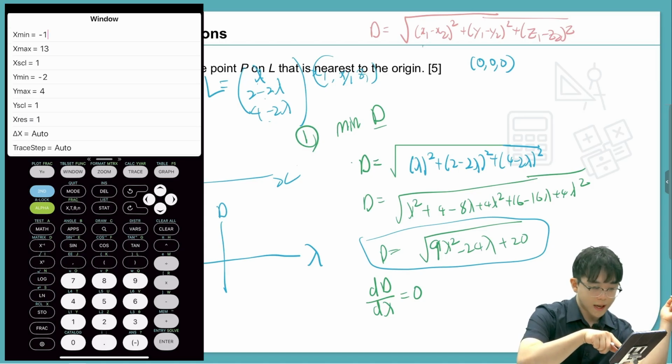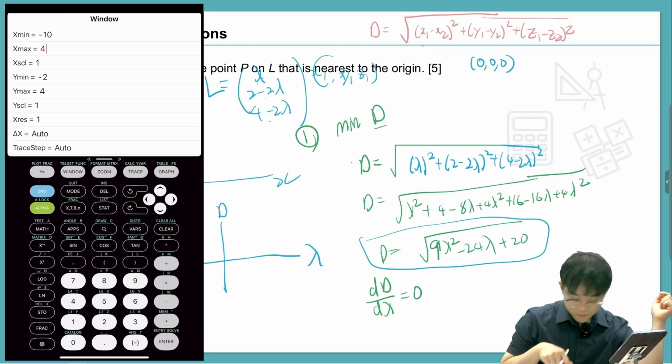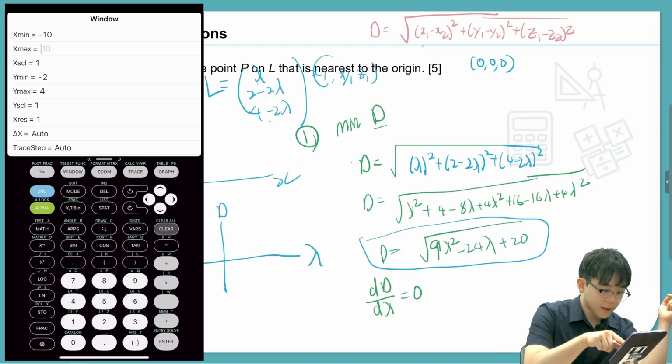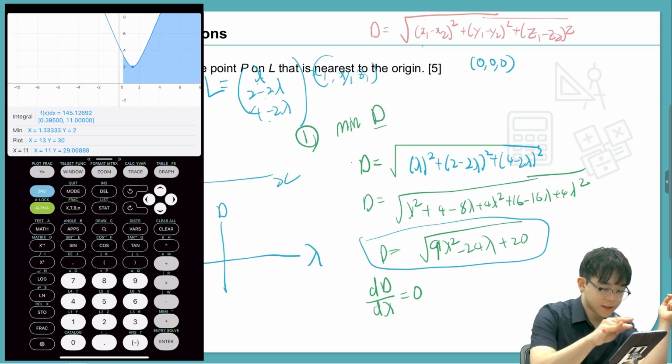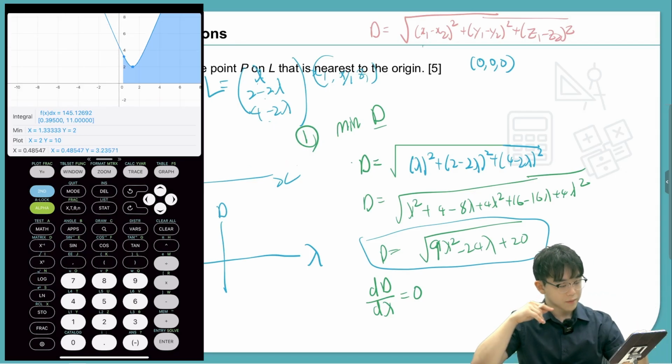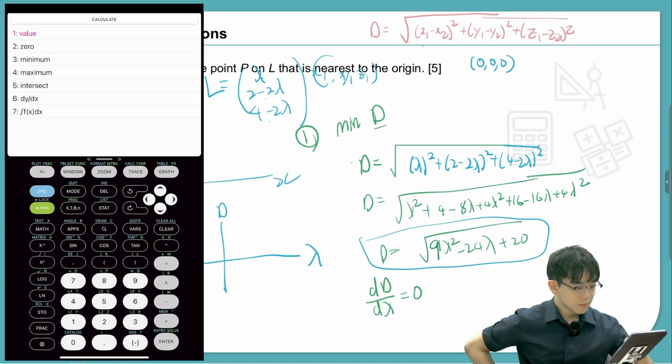so lambda could be any values. I'm going to write from maybe negative 10 to 10, or maybe like -5 to 5. We'll zoom out if it's necessary. Okay, and if you zoom out, there is a minimum value there. So let's find the minimum value.